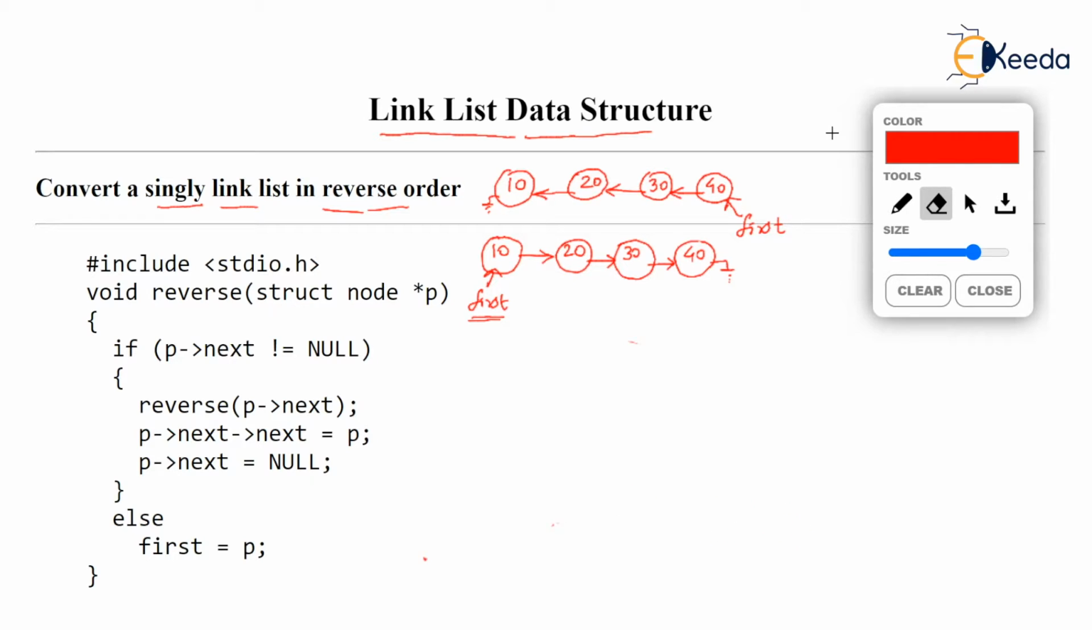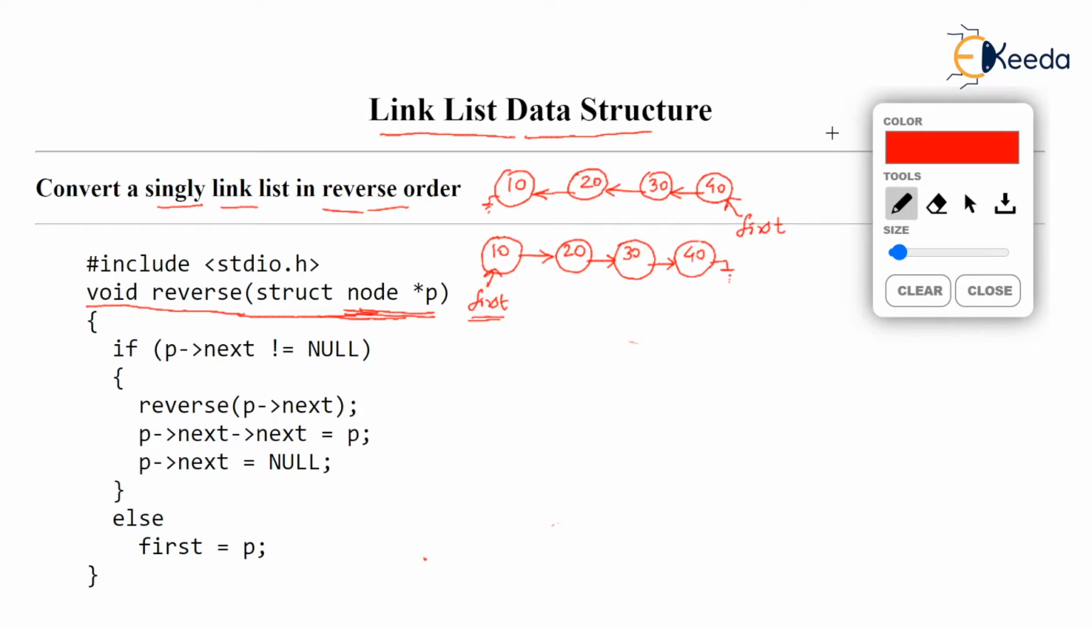Now in the recursive solution, I have written one function called reverse, void reverse, which has a parameter, node pointer p. Now this pointer will be initially equal to the first pointer of the list. That is, the reverse function will be called from main as reverse first. We will be passing the first pointer to this reverse function. So the parameter p will be initially equal to first.